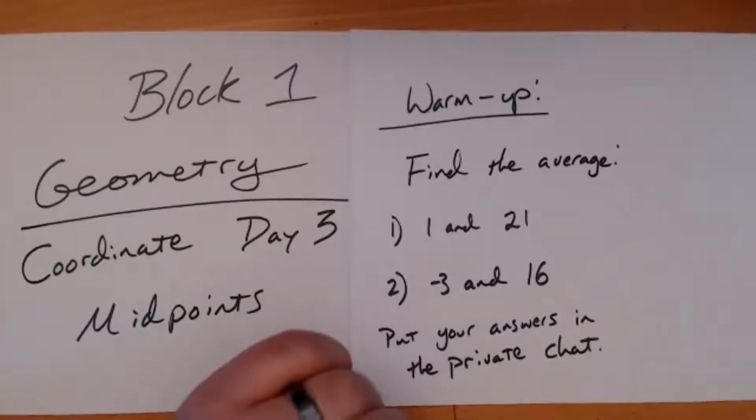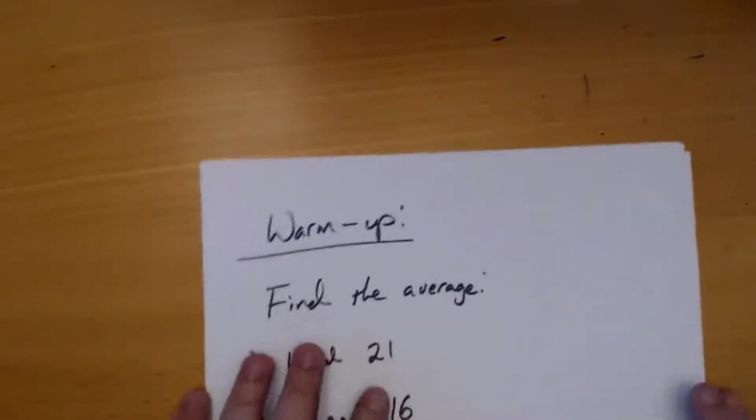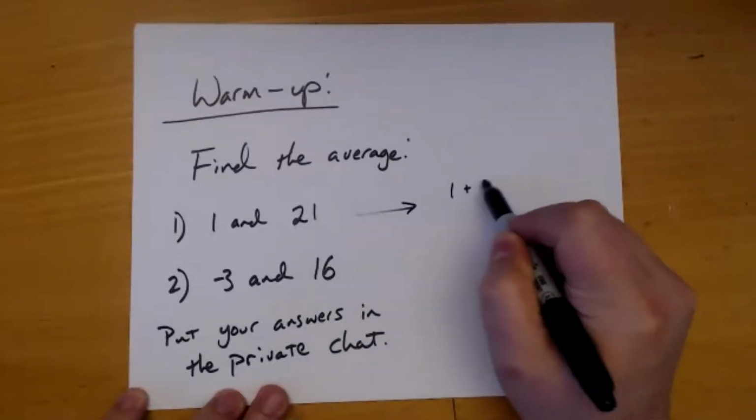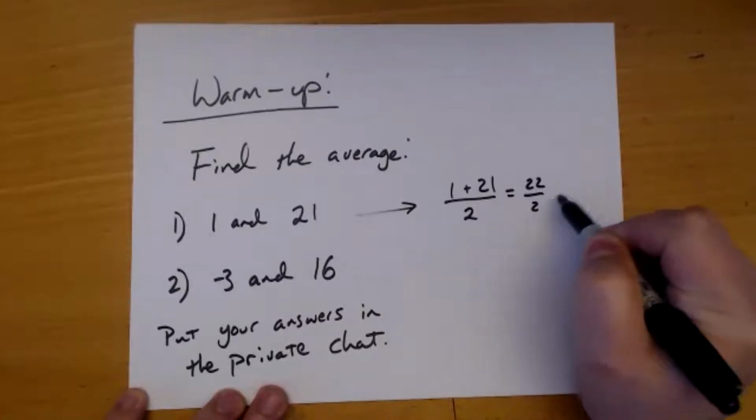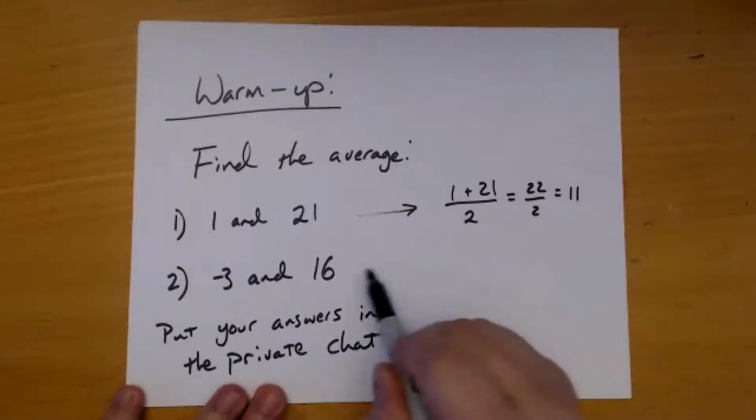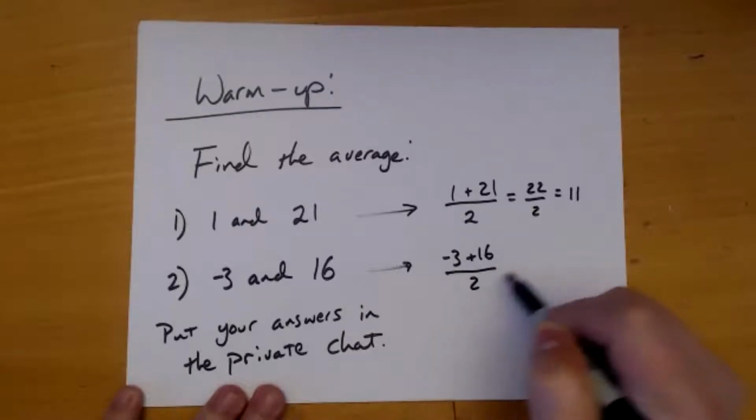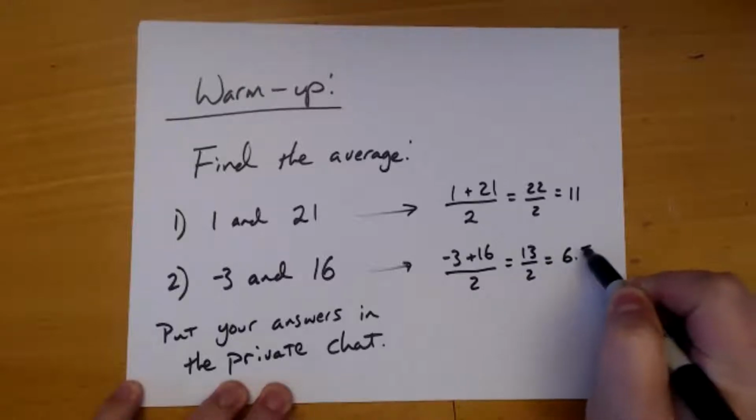All right. So, just so people know, when you're taking the average of numbers, you add up all the numbers and then you divide it by however many there are. So, 1 plus 21 divided by 2. And -3 plus 16 divided by 2 is 13 divided by 2, which is 6.5.